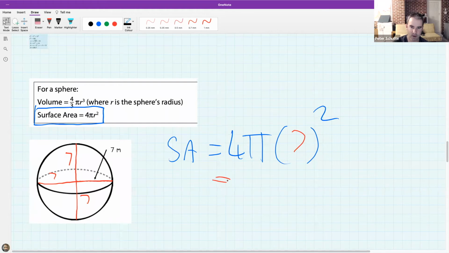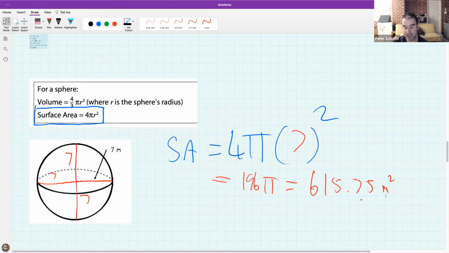Okay, what do we get here? We're going to get 4 times 49, so it's going to be 196 pi, or as a decimal, it's going to be 615.75, and we'll say meters squared.